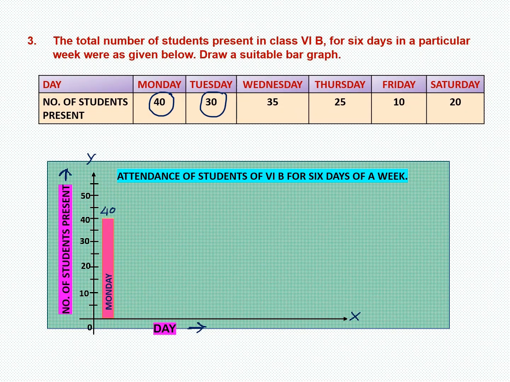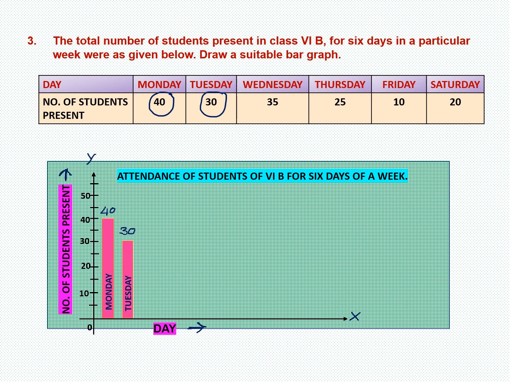Let's go to Tuesday. Tuesday we have 30. Now look out for 30. 30 is here. So in line with this, we draw our second bar. Remember, all bars are of the same width. So let's do the second bar. Second bar is there in line with 30, and that is for Tuesday. So on Tuesday, 30 students were present.